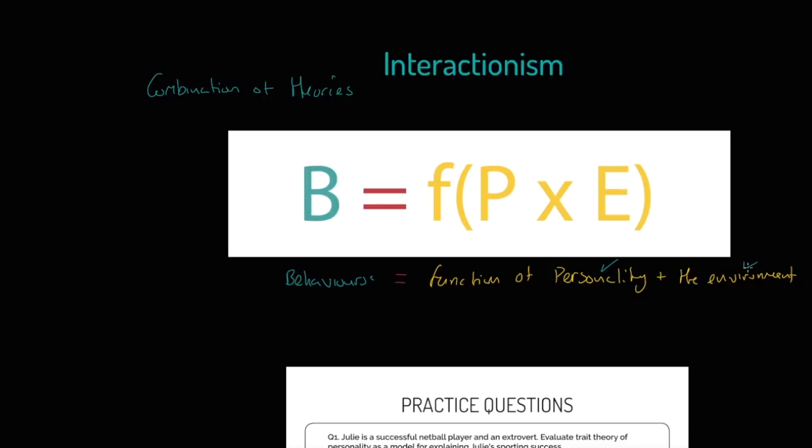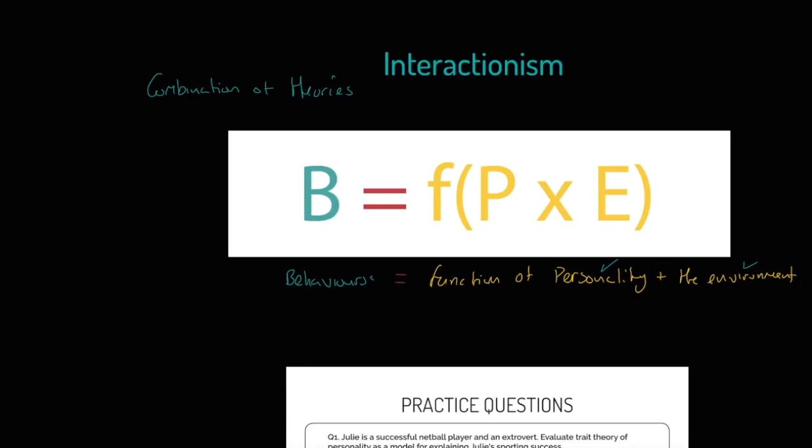This interactionism, of course, is a really interesting concept because it tries to borrow the best of the theories that we've just briefly looked at and combine them together to explain how something like a personality could lead to sporting success or anything else for that matter.